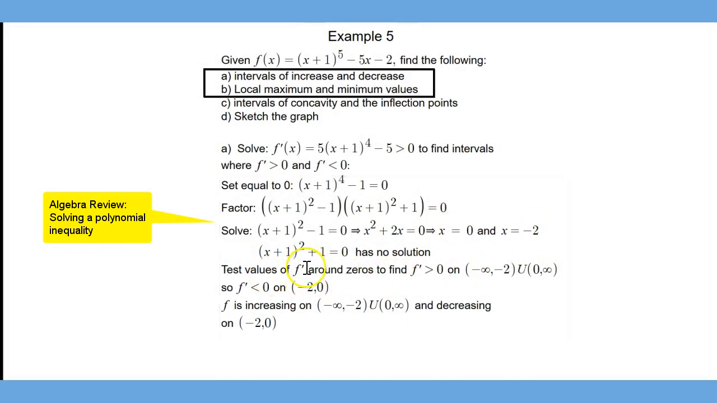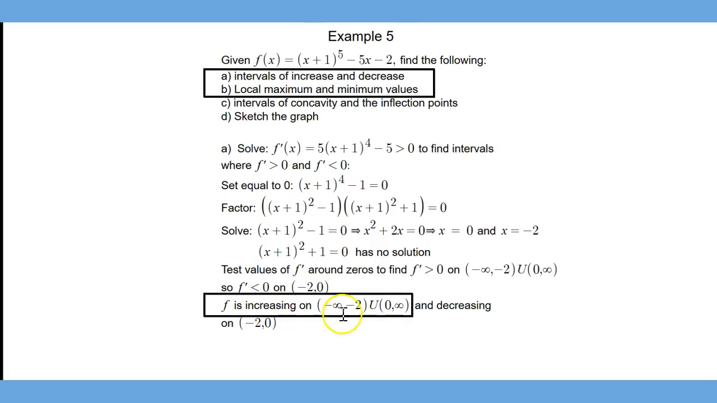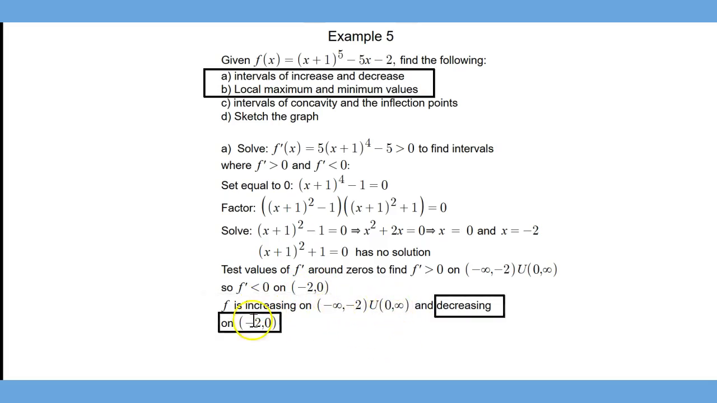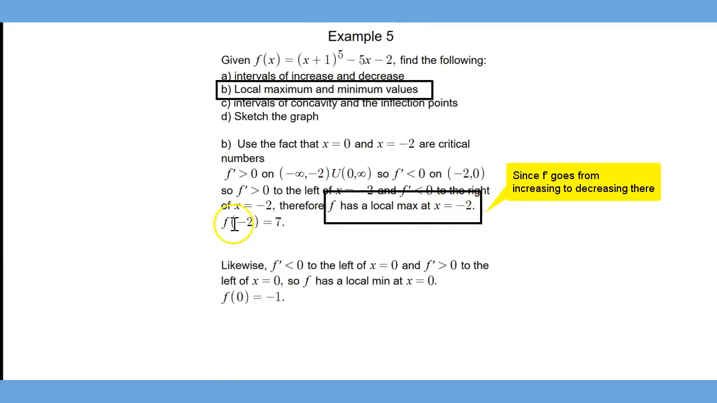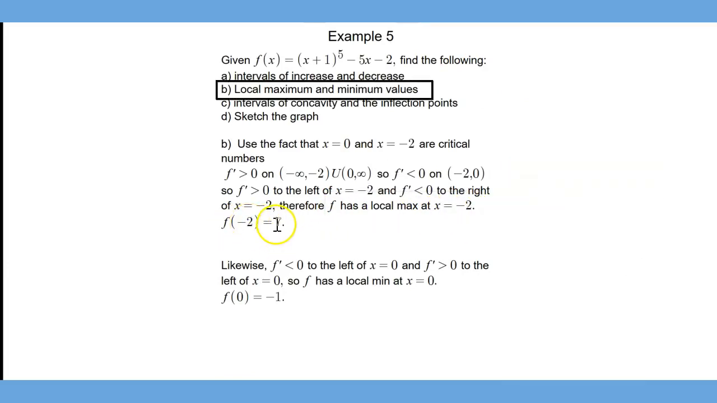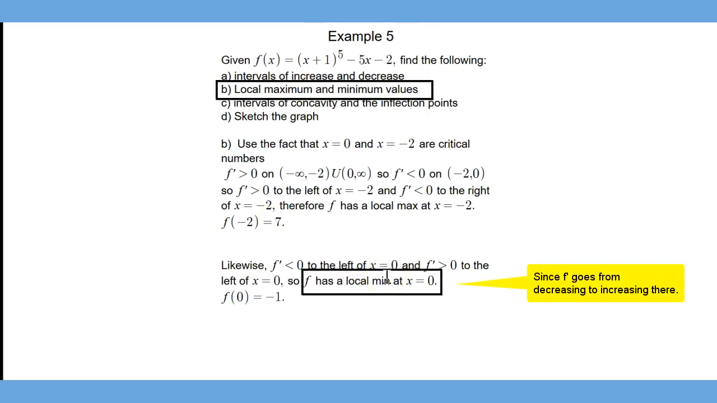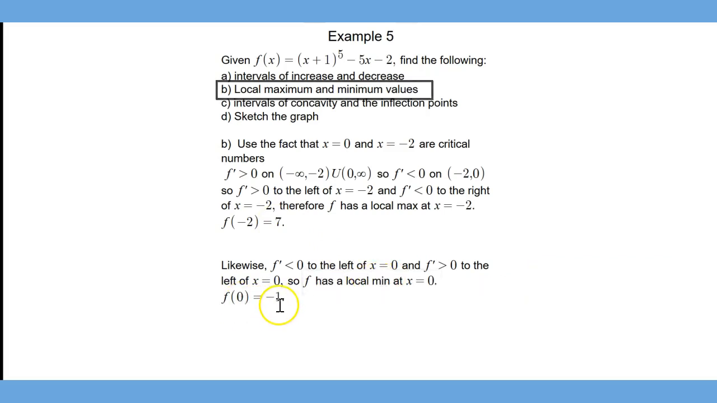And I'm going to test the first derivative around these values to see what it's doing. So f prime's greater than 0 to the left of minus 2 and to the right of 0. And f prime's less than 0 between minus 2 and 0. So it's increasing on this interval, and it's decreasing on this interval. We know f has a local maximum at minus 2. So when I evaluate the original function at that, I got the value of y equals 7. And then it had a local minimum at x equals 0, and that gives me minus 1.